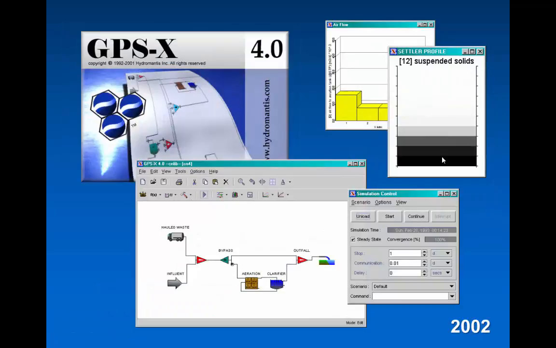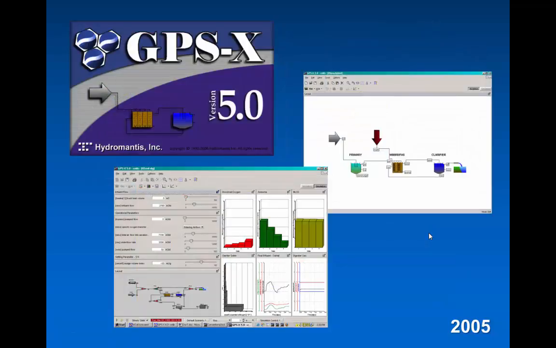And it was in 2002, version 4, that we first moved completely away from the Unix type environment, and it was running fully on a Microsoft platform. And we can see here we adopted a different type of drawing board, still with some flat icons, and other types of tools that were there. The simulation control panel was its own separate window that popped out. And we developed it and improved it over time.